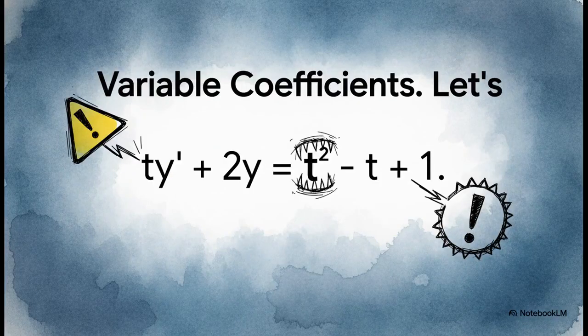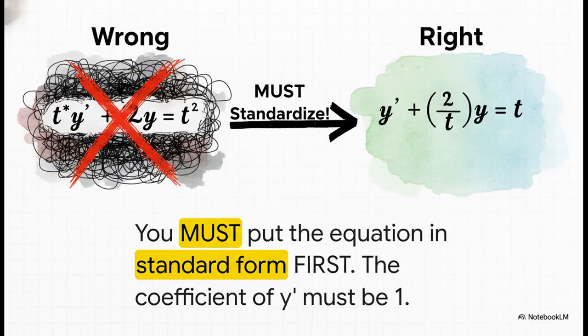Okay, ready for something a little more complex? Look at this one. See that t in front of the y prime? That's a variable coefficient, and it introduces a really crucial first step that, let me tell you, so many students miss. And here it is.